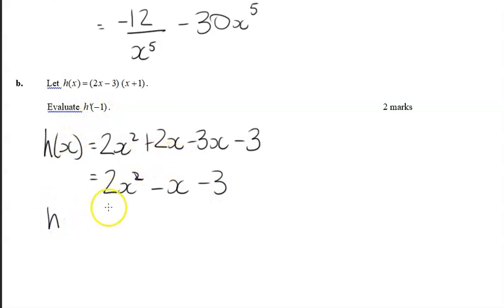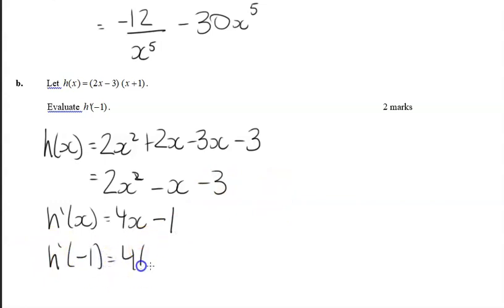We can't tackle h dash of negative 1 without getting h dash of x first. Using the differentiating rules, 2 jumps to the front and subtract the power by 1. So that's just x to the power 1, which we leave as x. And this here is minus 1x. There is technically a 1 that jumps to the front, and then the power gets subtracted by 1, so x to the power 0, which is 1. So it is just negative 1 times 1, which gives negative 1. The constant you just disregard. Now we can evaluate h dash of negative 1, which is 4 times negative 1 minus 1, or negative 4 minus 1, which gives you negative 5, which is here.